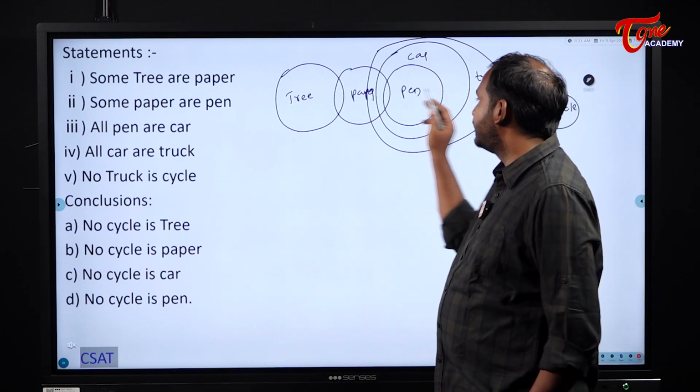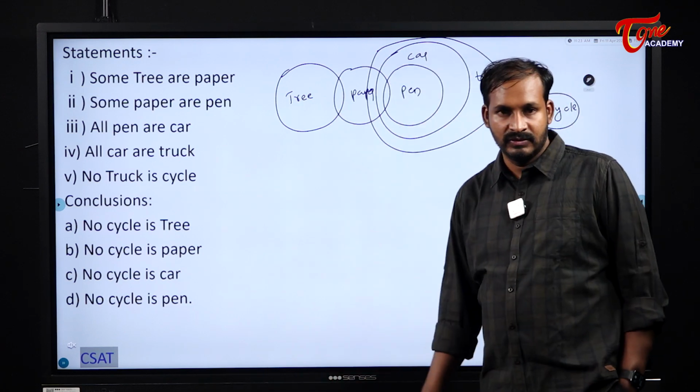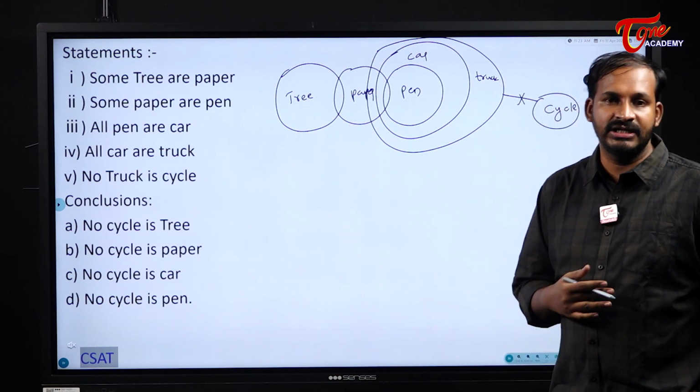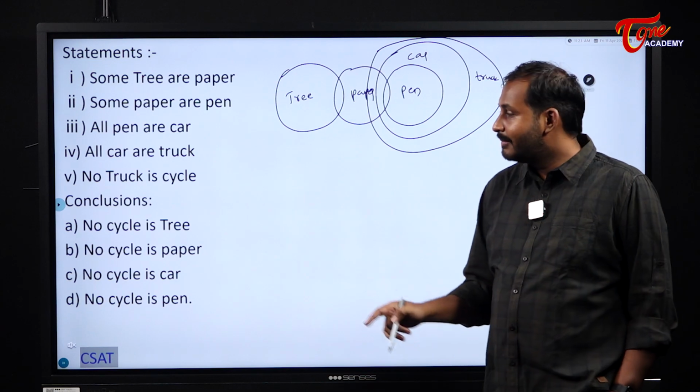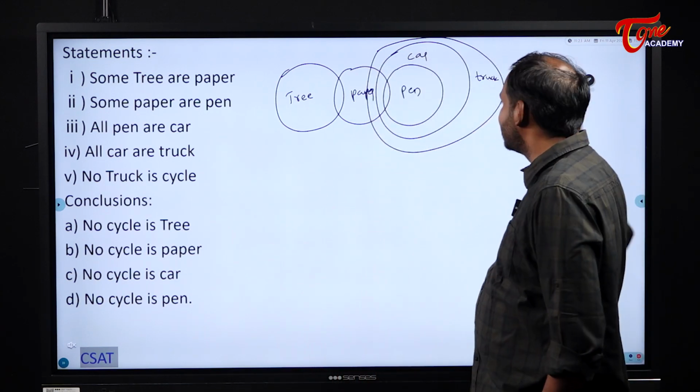Cycle is here and tree is here. According to the basic diagram, that is true, because there is no intersection between tree and cycle. But this is a negative conclusion, right? So now what will I do? I will intentionally draw the cycle with a tree.